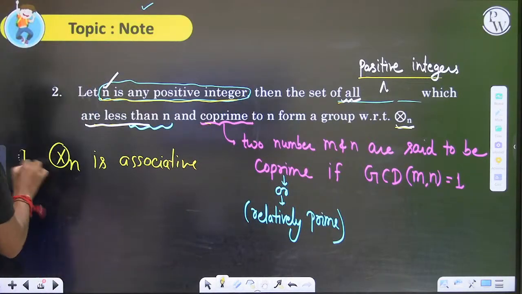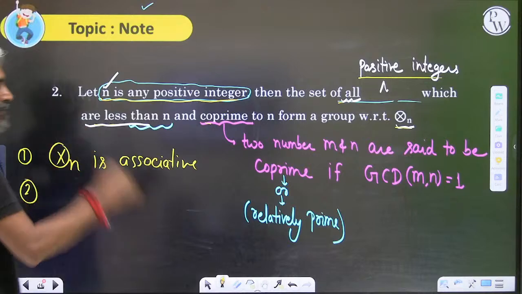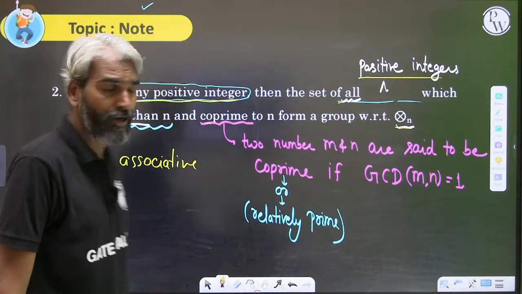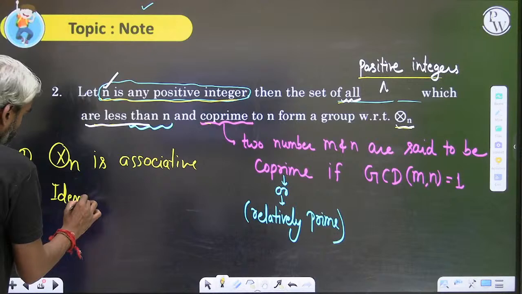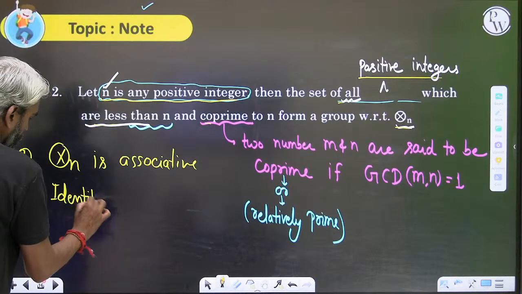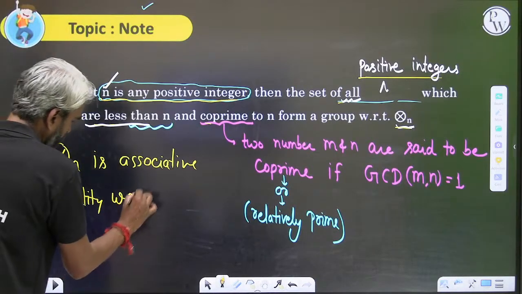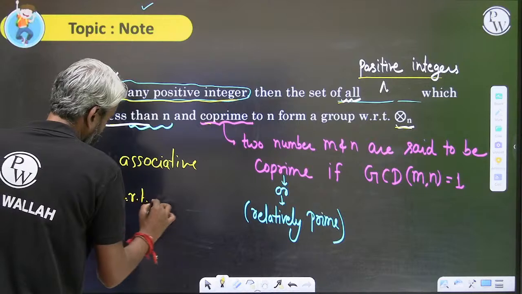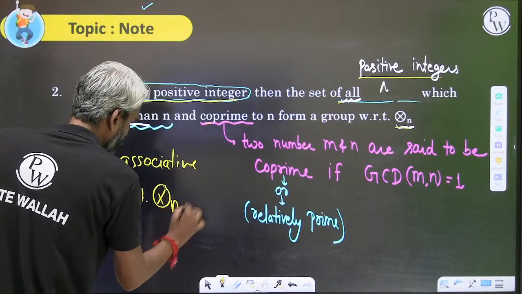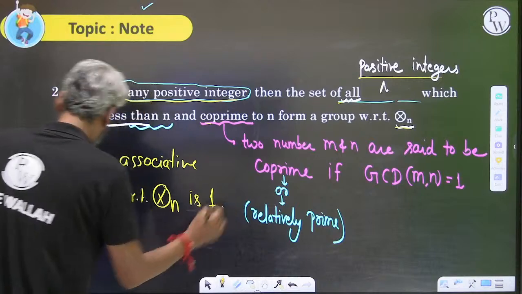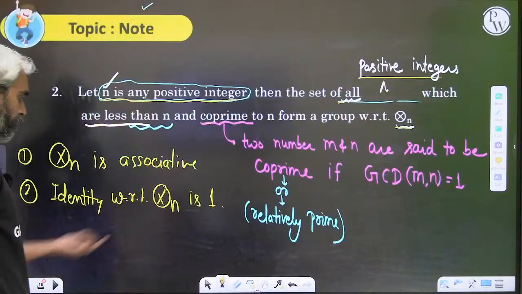Okay. Second, sir, what will be the identity with respect to multiplication modulo n? Identity element with respect to multiplication modulo n will be 1. So we can actually see, sir, why is this the case?